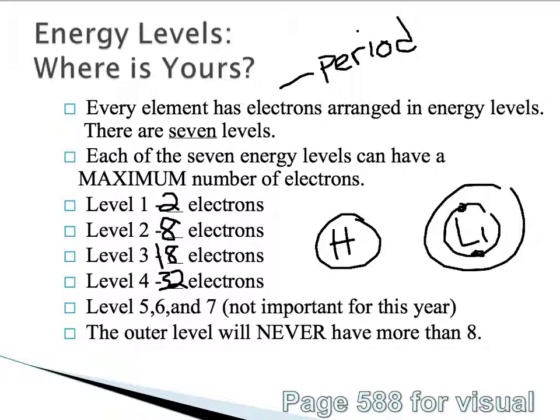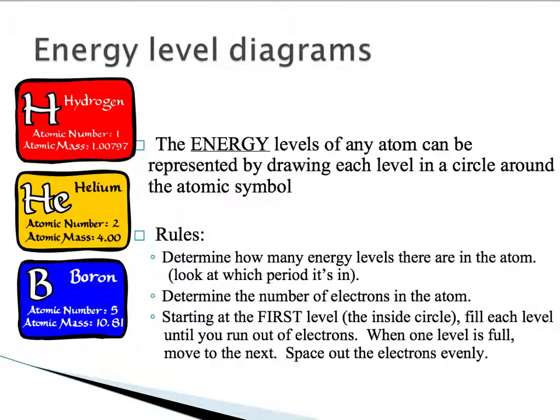Okay? Moving on. So after we draw this circle around, I'm going to give you guys some rules here, all right? The first thing you do in drawing one of these diagrams is you determine how many energy levels there are in the atom. And all you have to do is look at the period. Then you find out how many electrons are in the atom. And that's what we've been practicing in the worksheets previous to today.